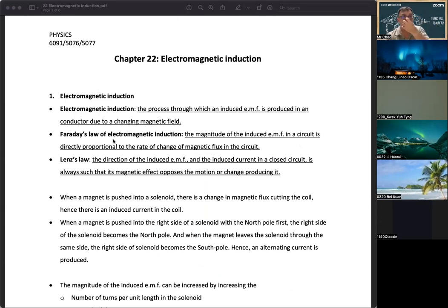Okay, so Faraday's law of electromagnetic induction is where the induced EMF is directly proportional to the rate of change of magnetic flux. So when there's a lot of change in magnetic flux, the induced EMF will be greater. That's what Faraday's law says. Lenz's law says that the direction of the induced EMF is always such that its magnetic effect opposes the motion or the change producing it. Clear so far? I'm just revising this. So let's go back.